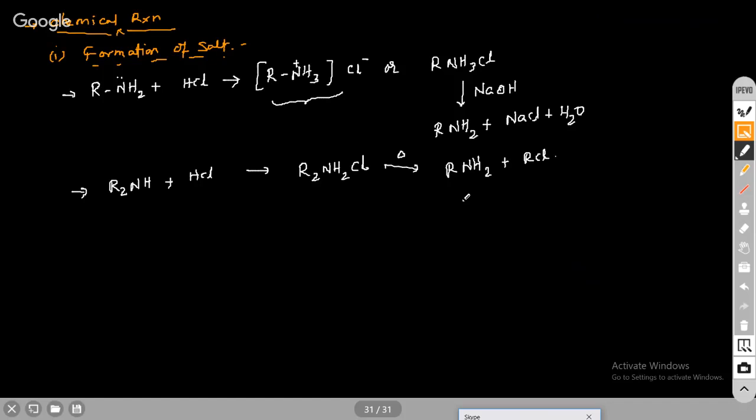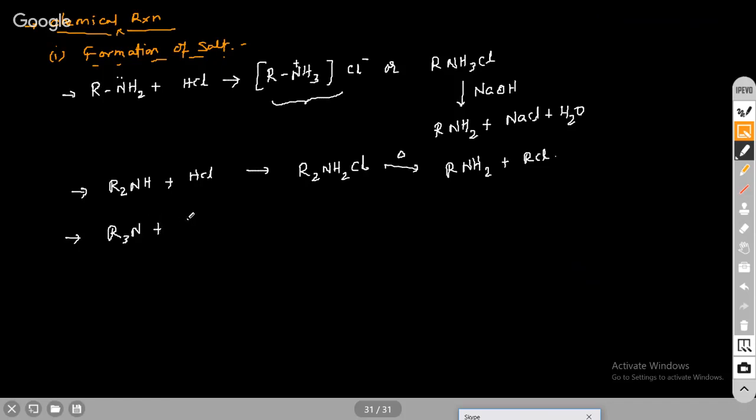The salt that you get from 2 degree amine, on heating, we don't get the amine itself, but we get 1 degree amine and alkyl halide. This is also the preparation method of 1 degree amine from secondary amine. First we get the salt of it, and then we heat this, we get 1 degree amine. Now the same kind of reaction we have when the amine is 3 degree, tertiary, R3N.